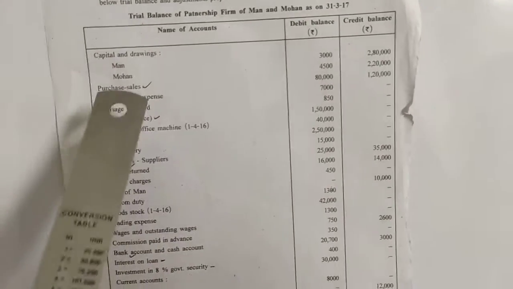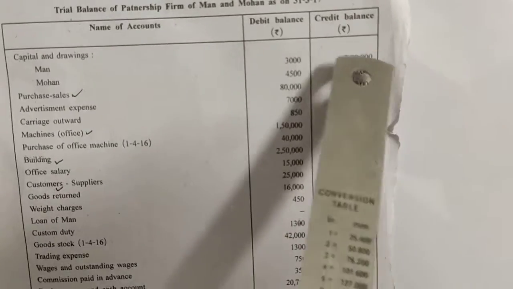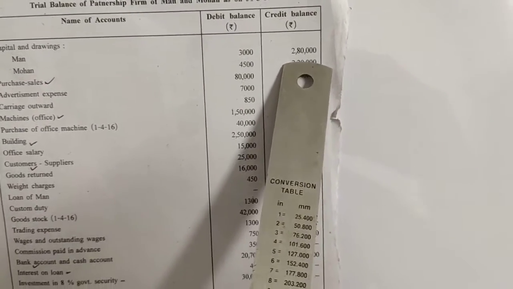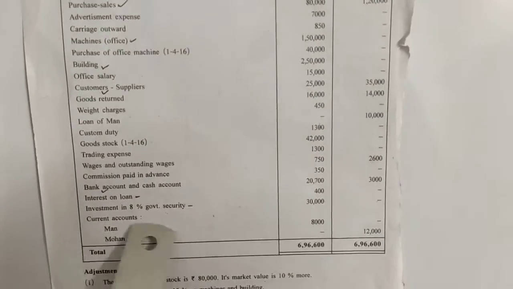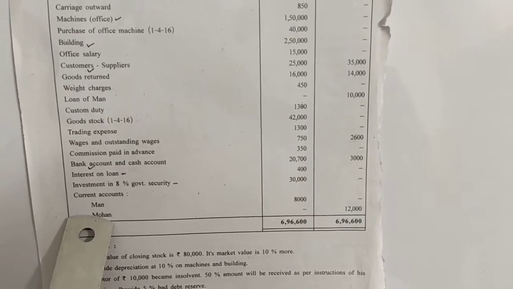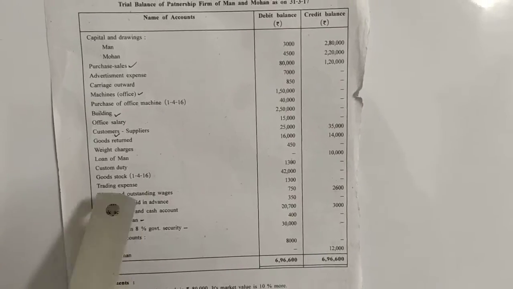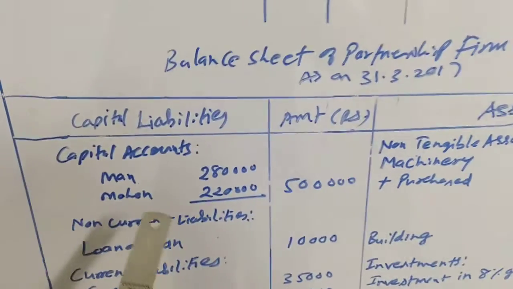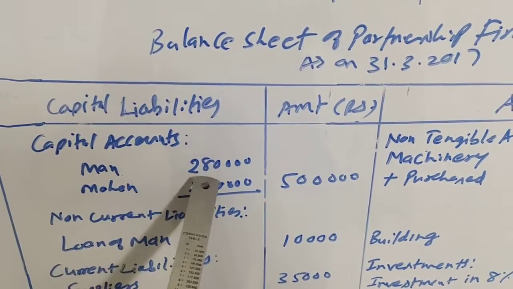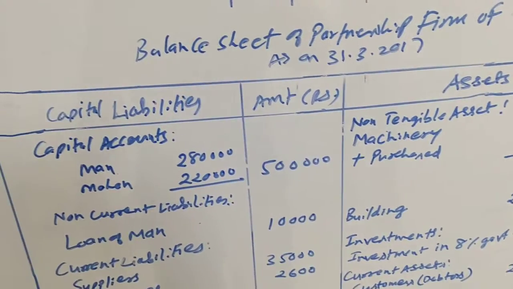The first item is capital and drawings. Capital is 2,80,000 and 2,20,000 respectively. As in this sum they have also given us current account balance, we have to keep capital fixed. So directly we can write those capitals into the balance sheet. Here it is, balance sheet, capital accounts, Man 2,80,000, Mohan 2,20,000, outer column 5 lakh.